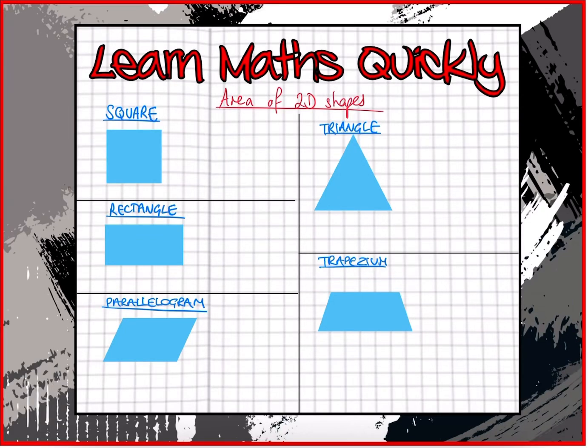In this video, I'm going to go through how to find the area of various 2D shapes. Now, let's start with the square. So what do we know about squares? Well, all of the sides are equal.